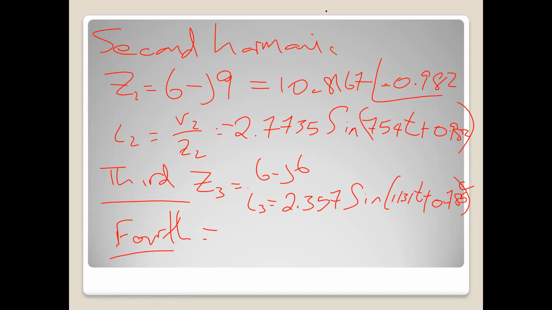Going up the line. Marshall. All right, sir. For the fourth harmonic, I got Z4 equal to 6. Let's give me the current. So I got 2 sine 1508t plus 0.643 radian for the current expression.